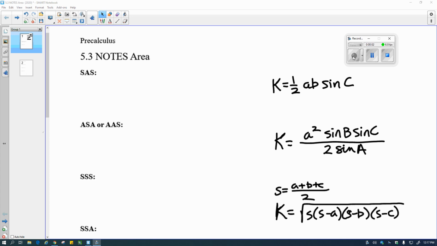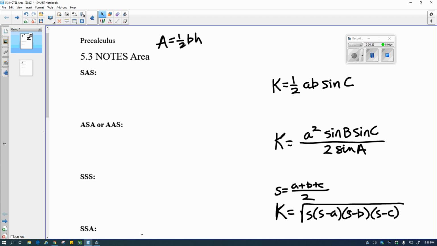We're going to be working on the area of triangles today, and I'm sure you're used to that old standard area of a triangle, where the area is 1/2 the base times the height. That's all well and good when you're in geometry and maybe you're given the base and the height, but as you know, we've been given triangles with maybe 3 pieces of information.